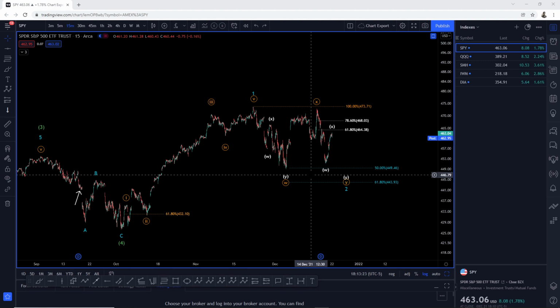And so in this video, we're going to do a quick analysis on the SPY and the Qs. We're going to present two counts for each index, one suggesting that we will see downside and the other suggesting continuation to the upside.